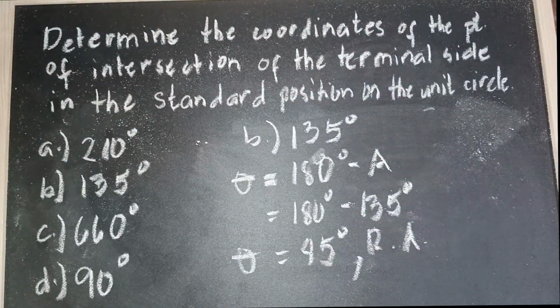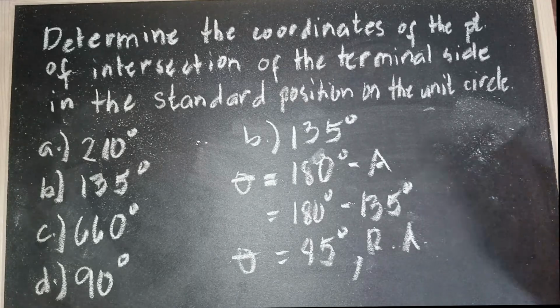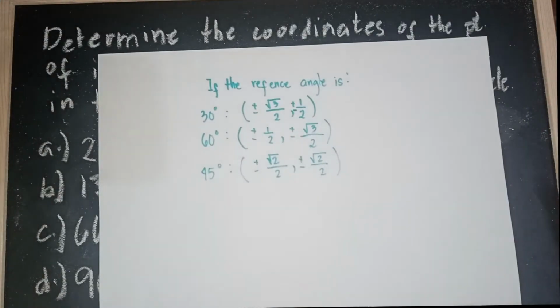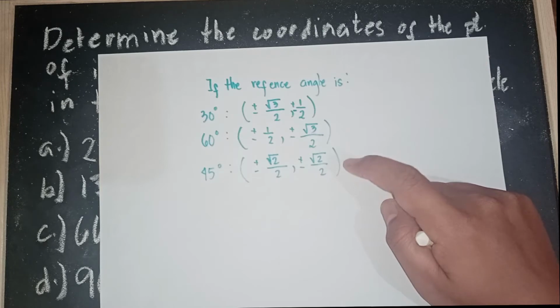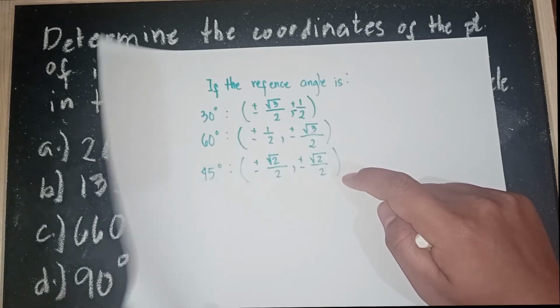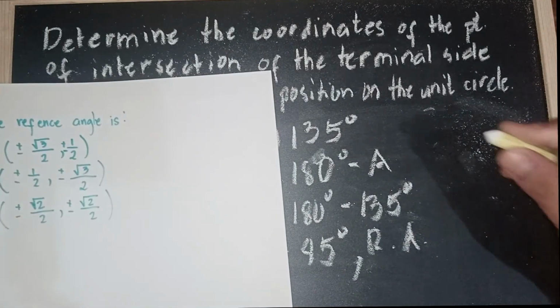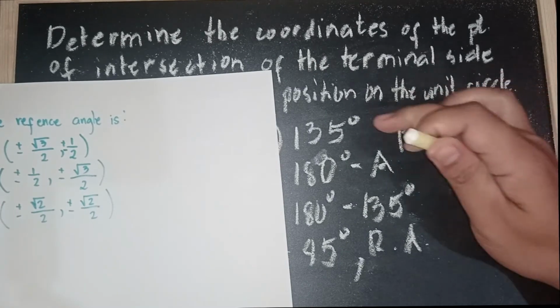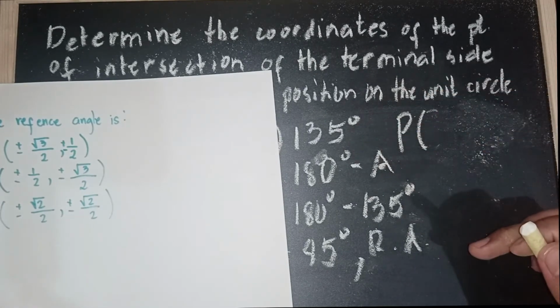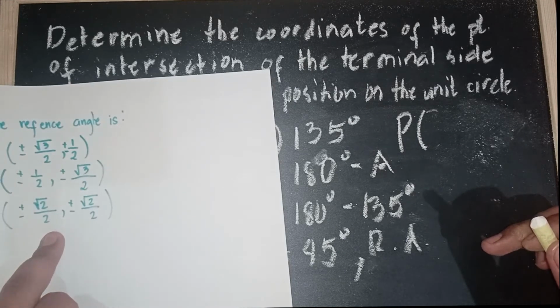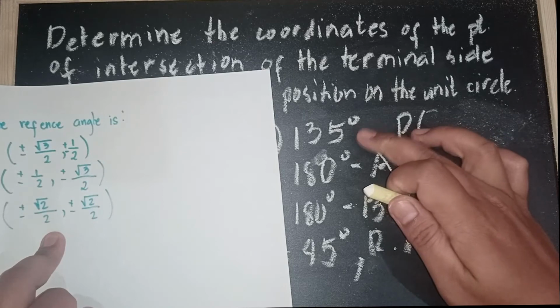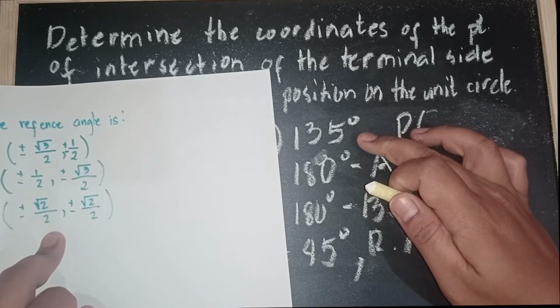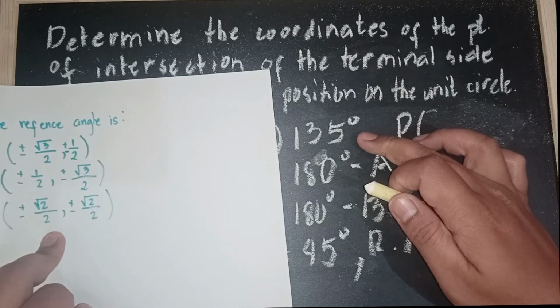So by using yung ginawa natin kanina na technique, okay? So since 45 degrees yung kanyang reference angle, okay? Yung coordinates ng point of intersection ng terminal side ng 135 degrees at saka ng unit circle is, okay, so since nasa second quadrant yung terminal side, we have the x coordinate is negative and the y coordinate is positive.